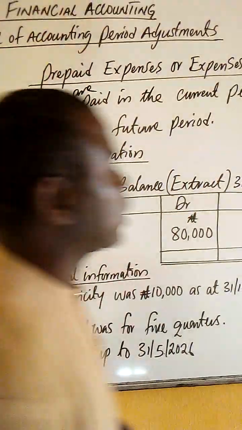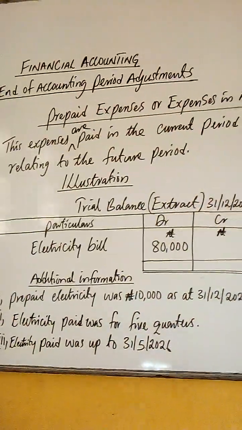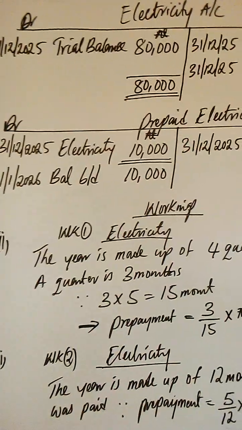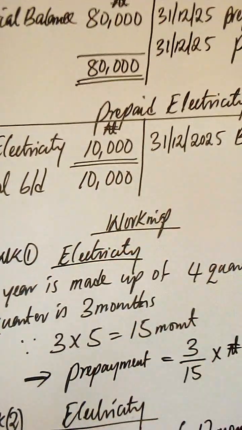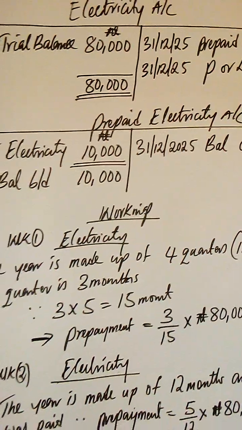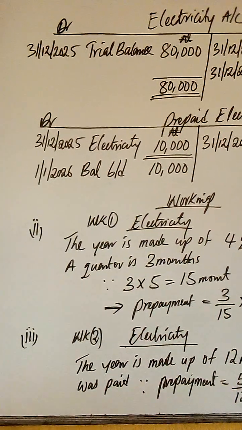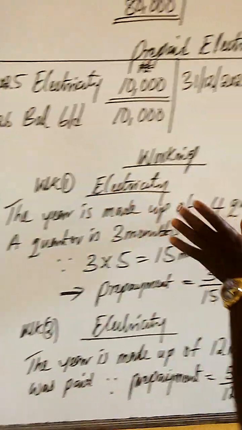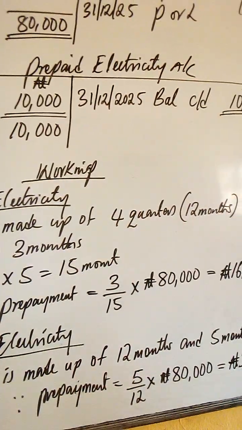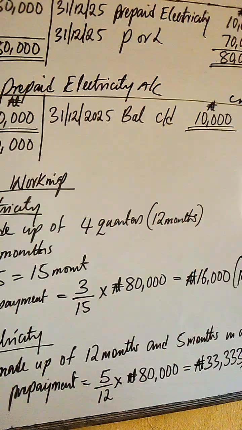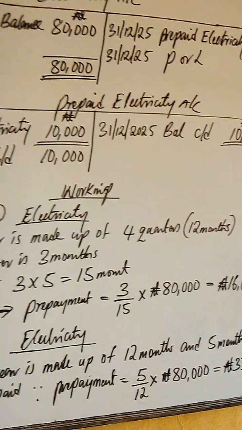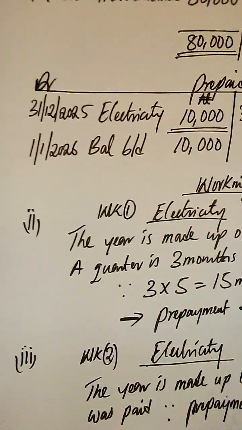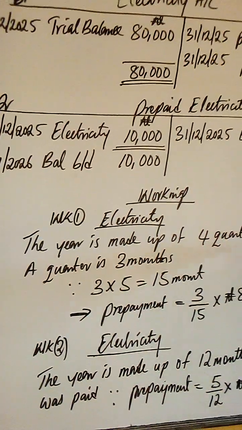So let's quickly look at how you work it out. Come to the working here and see everything clear. You now come and say working, which is working one. You title the working electricity. You want to know the prepayment of electricity given that kind of scenario. The first thing you understand is that a year is made up of 4 quarters. You know it today that a year is made up of 4 quarters. A quarter is 3 months. So 3 times 4 will give you 12, meaning 4 quarters mean 12 months.